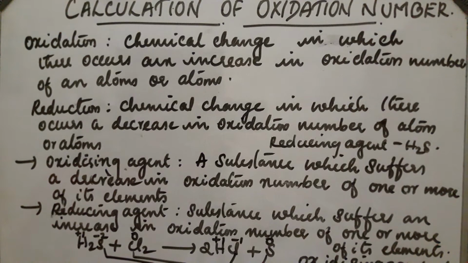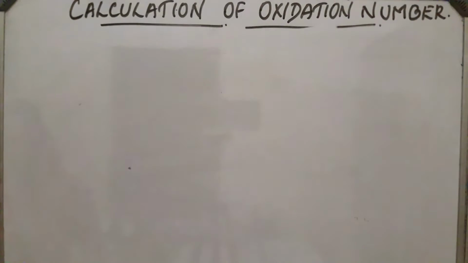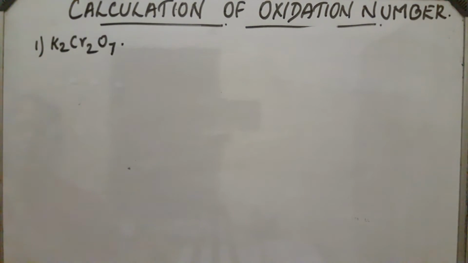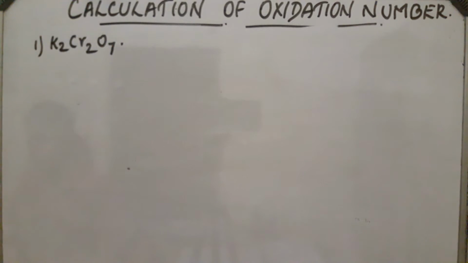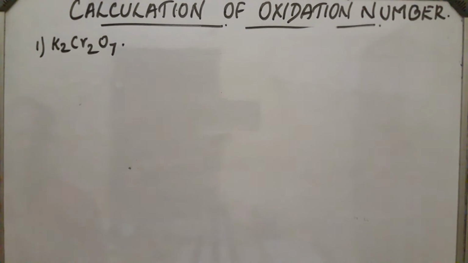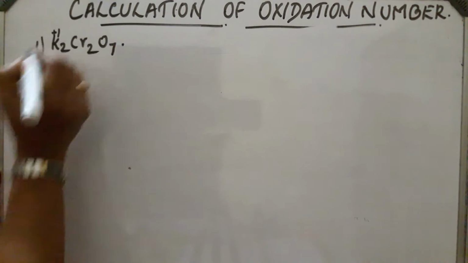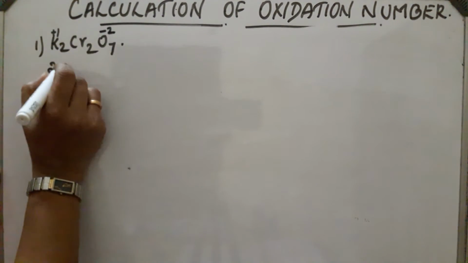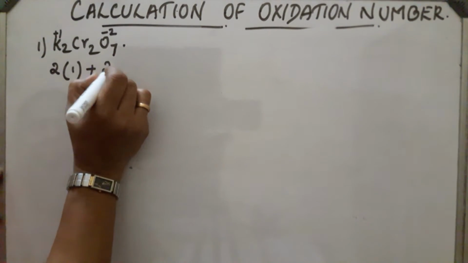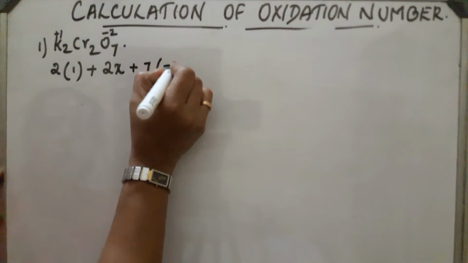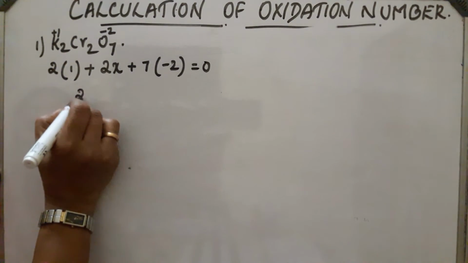Now let us calculate the oxidation number of some compounds. First compound, K2Cr2O7. We have to find the oxidation number of chromium, Cr. How can we find? The algebraic sum of the oxidation numbers of all the atoms will be 0. Here 2 potassium has +1 oxidation number and oxygen is -2. So 2 into +1 plus 2x, because we have to calculate the chromium oxidation number, plus 7 into -2, is equal to 0.